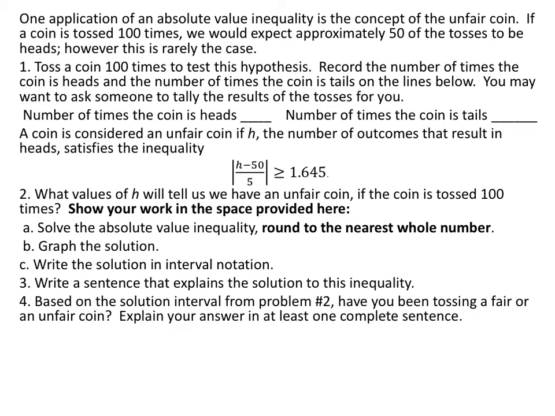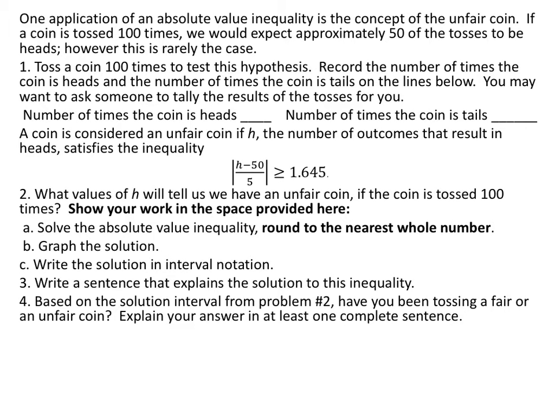So one application of an absolute value inequality is the concept of the unfair coin. I'm reading this on purpose because I tend to make mistakes on this one if I don't. If a coin is tossed 100 times, we would expect approximately 50 of the tosses to be heads. However, it's rarely the case that you hit exactly 50. So there's some kind of scientific way to show that you can be a little off of 50 and still be considered a fair coin. And I'll keep reading.